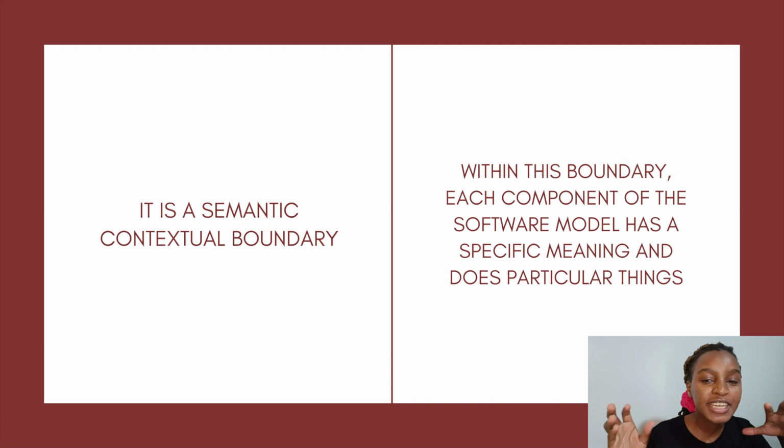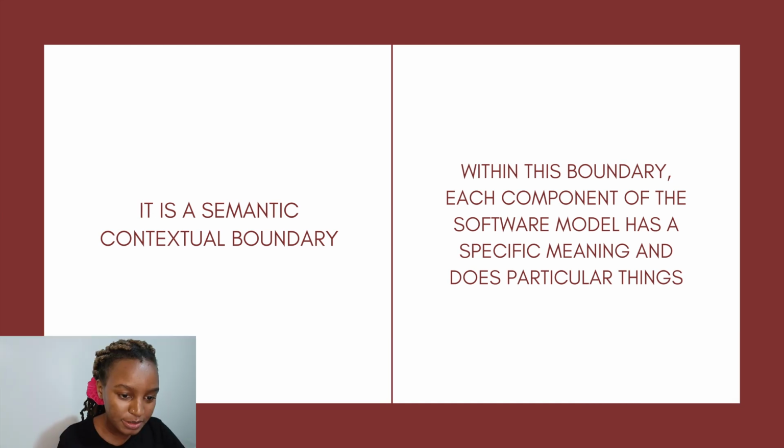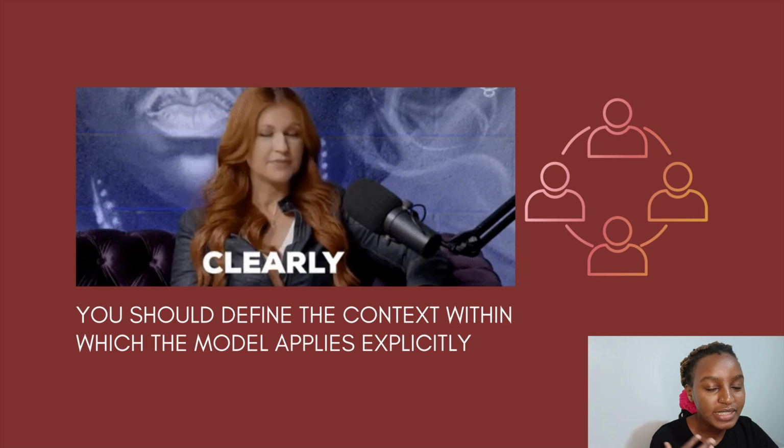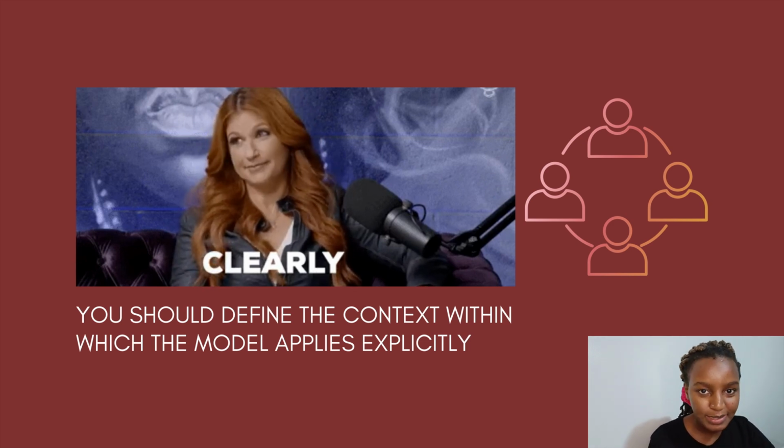Within this boundary, each component of the software model has a specific meaning and does a particular thing. Remember, a bounded context is housing the ubiquitous language, and the ubiquitous language is what explains the model that we are trying to model for in the first place. Check out the video on domain modeling so that you can learn more about the process of domain modeling. But ideally, that's where we're at. When doing this, it's important to define the context within which the model applies explicitly.